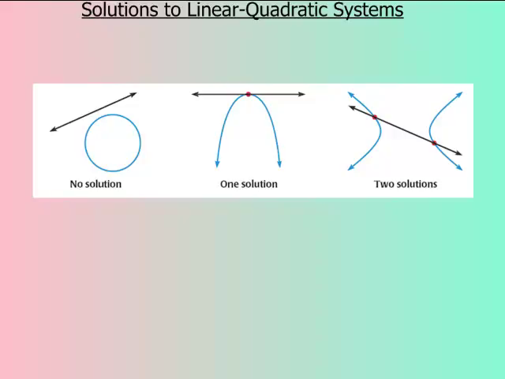Now, we have one of three possibilities when you're dealing with this sort of arrangement. You can either have no solutions, where the line and the conic don't intersect anywhere, one solution, where the line and conic or quadratic will intersect in only one spot, or two solutions. So we're going to get one of those three. Now let's look at an example.